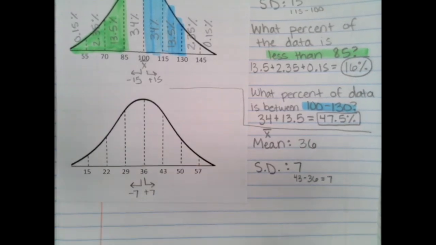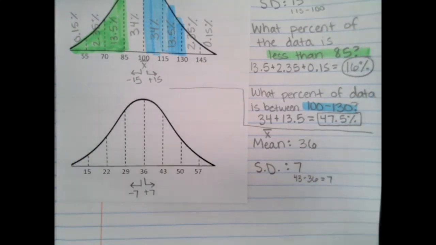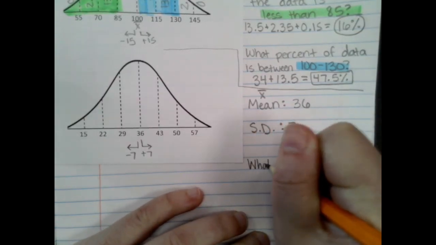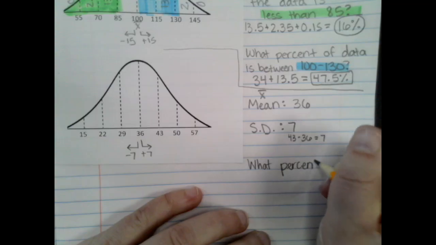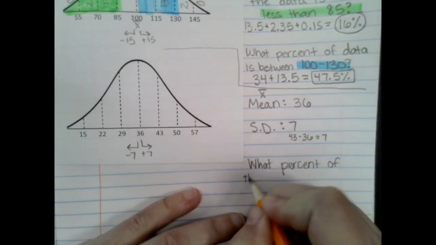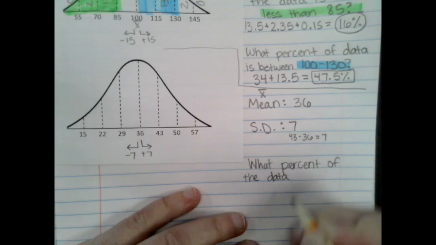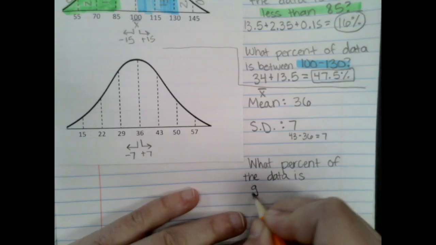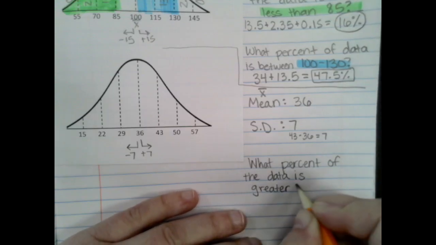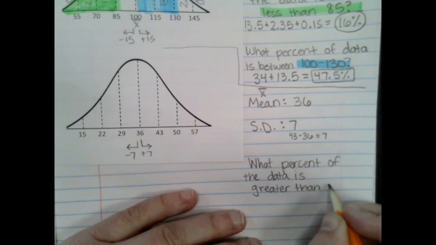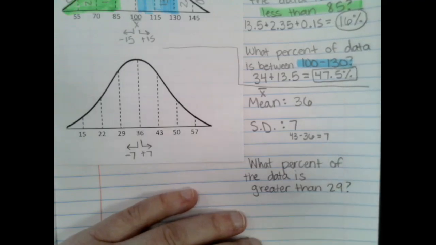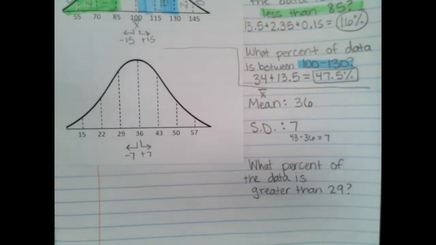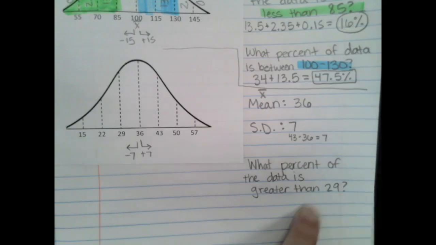All right, last question here. We're going to solve this in two ways. We're going to ask ourselves what percent of the data is greater than 29. So again, if you want to copy those percents down, we're really looking for greater than 29.